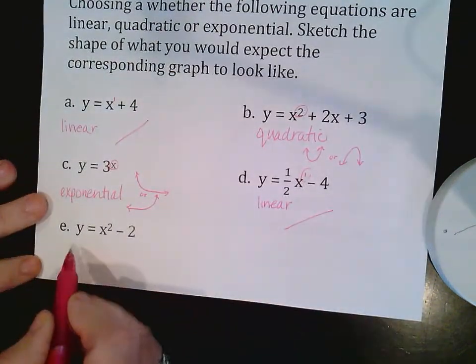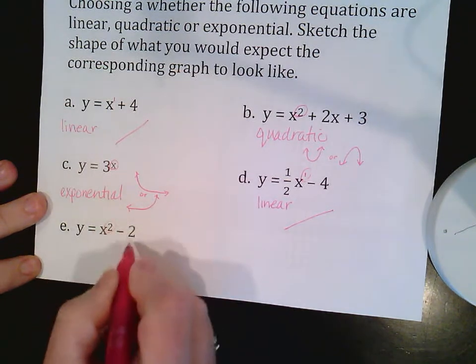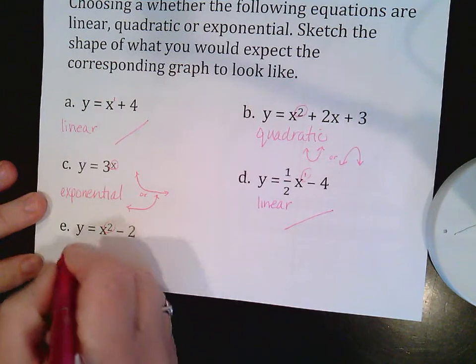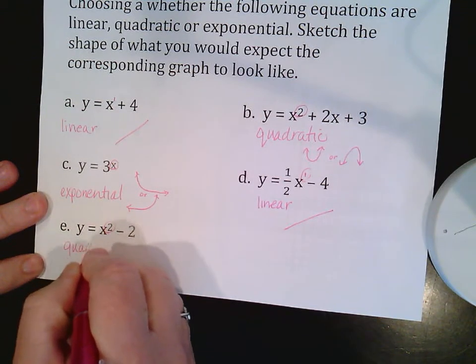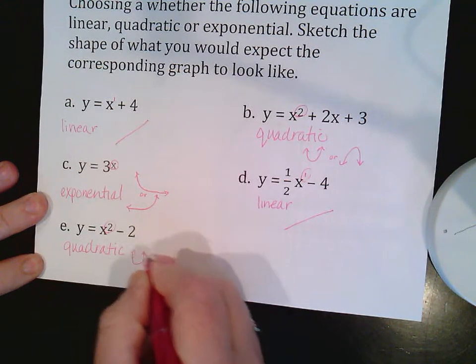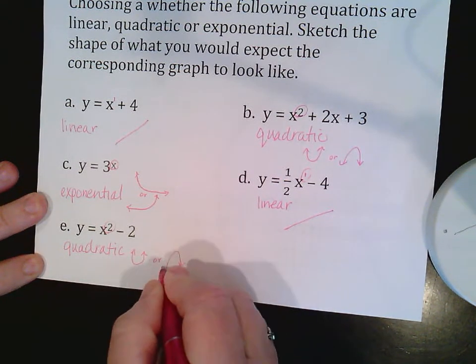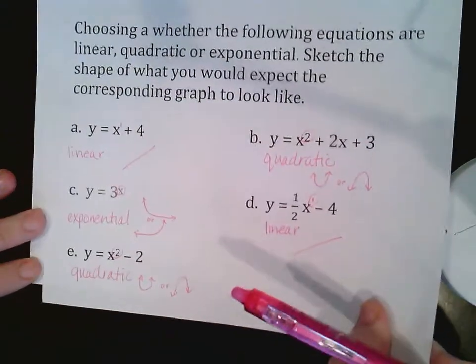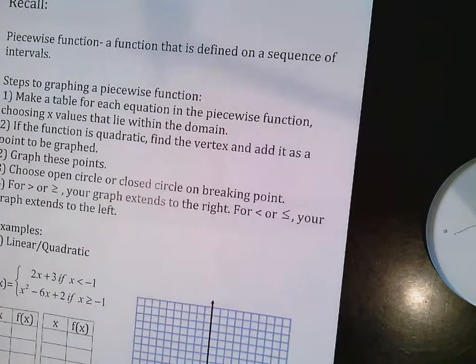And on E, my degree is 2. It's okay that I don't have a B term. The highest exponent I have is 2, so that's still a quadratic, which means it opens up or down. So you should have a good idea of what your graph should look like just before you graph anything, just by looking at the equation. So let's put that to use here.